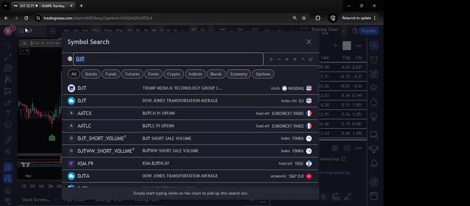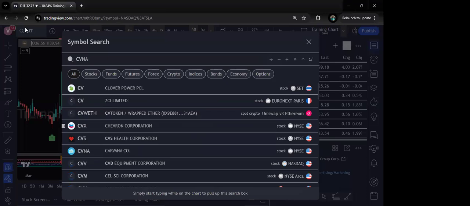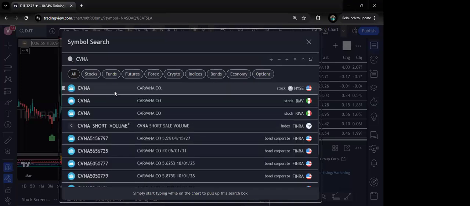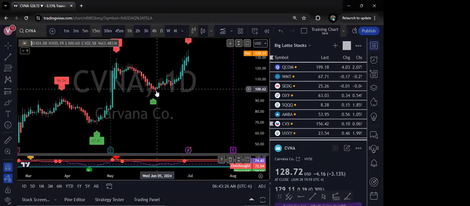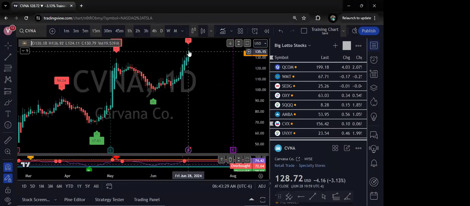CVNA was creating a 52-week high. From the beginning of the month all the way to the end of the month, it was trending up. So that was buy the dip, sell the rip.